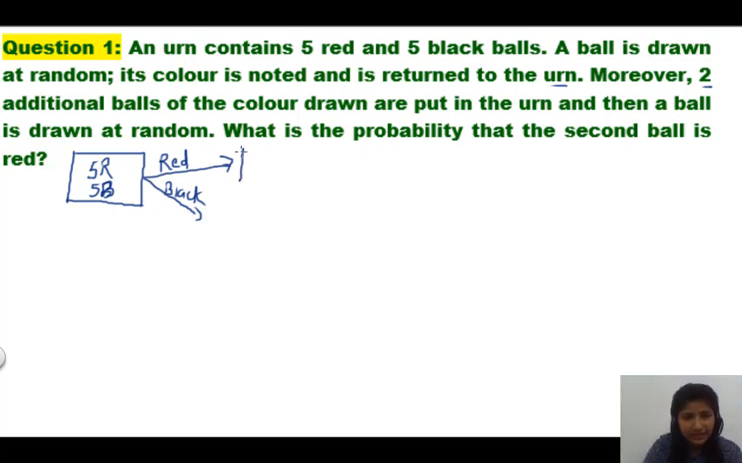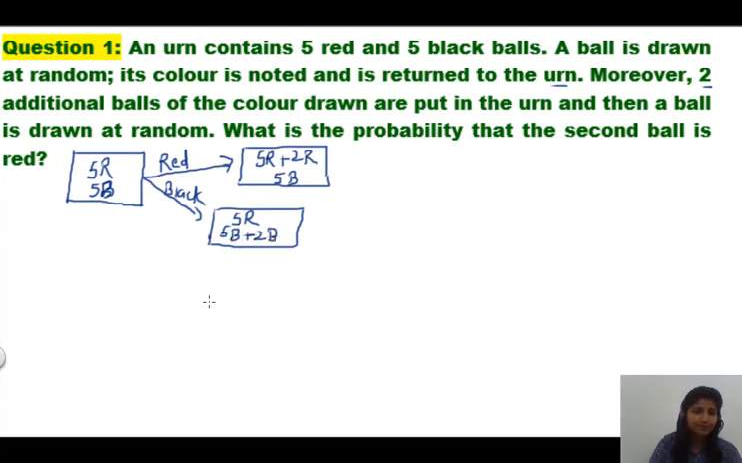So if this event is happening, what is the case of the box? We are adding two more balls of the red color. So we have a total of 7 red, and the number of black balls remains the same. If we draw the first ball as black, the case is we put that in the box, and also add two balls of black color. Now they are saying after all this has happened, a ball is drawn at random.